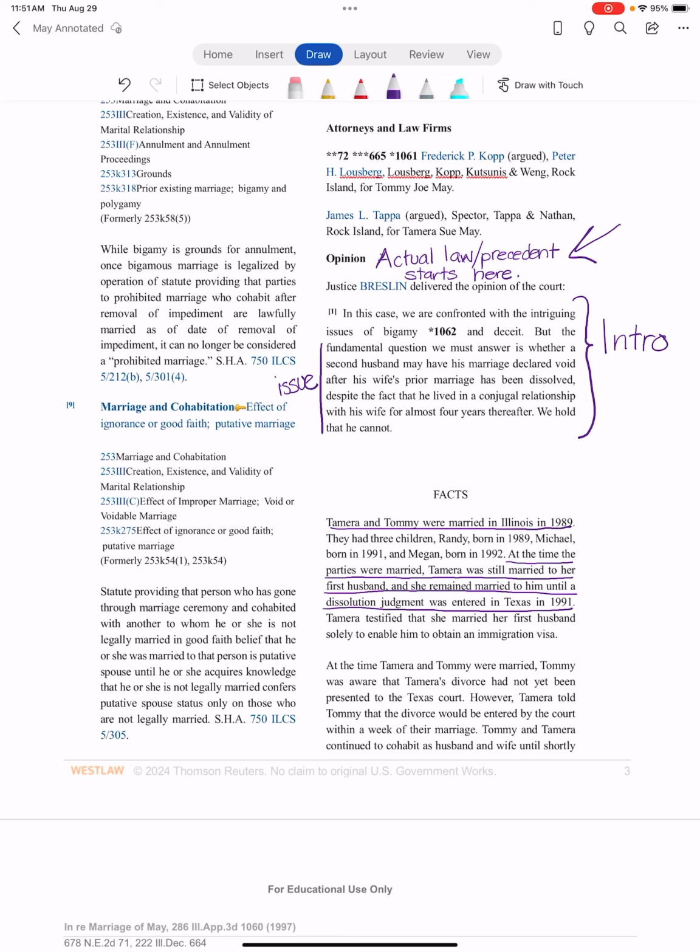What I'm underlining here are what I think are going to be the critical facts to the underlying dispute. You'll notice I didn't underline the names of the kids and the years they were born because those actually aren't critical facts. I don't really need to worry about those. Those really don't affect the outcome of the case, why the court decided what it did.